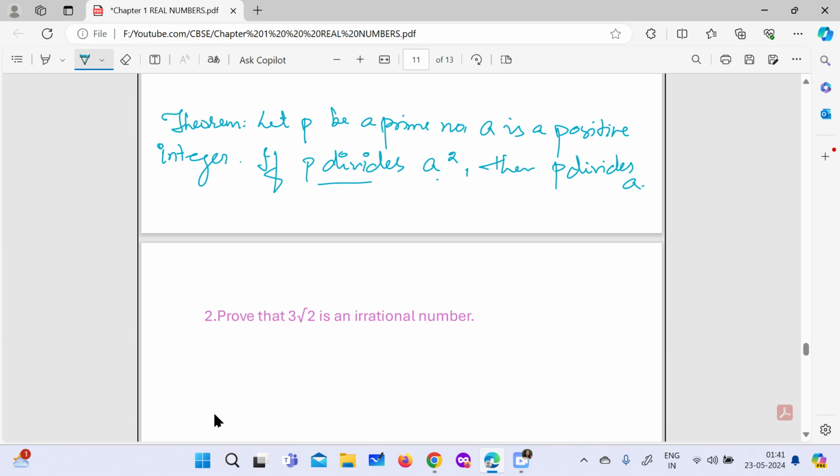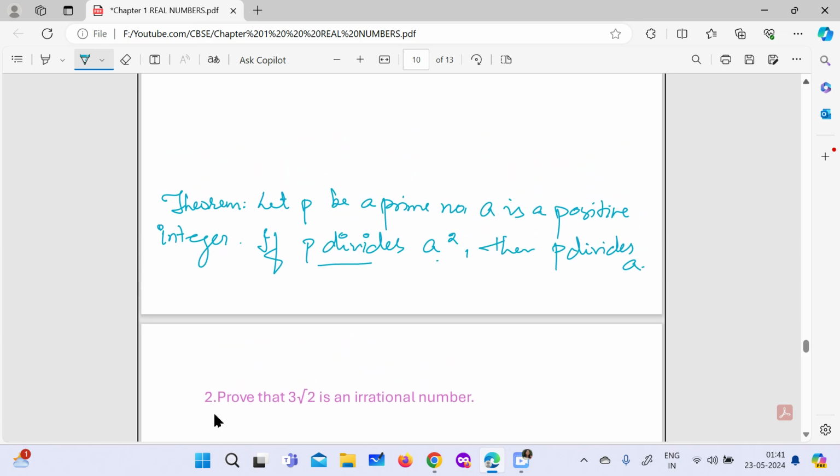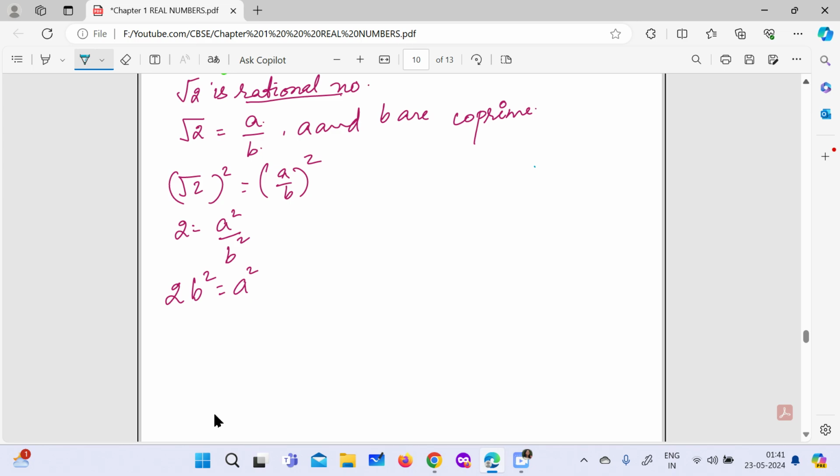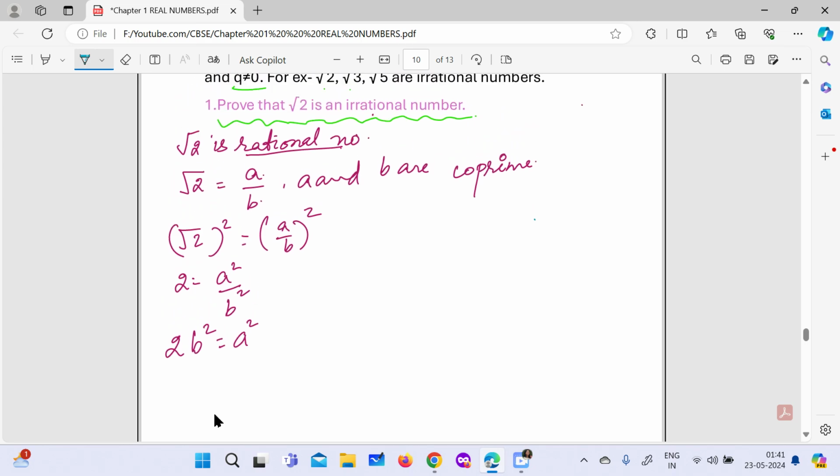So this is the theorem which we are going to use wherever you have to prove some number is an irrational number. Okay. Now you see that we have assumed root 2 as a rational number, and then we wrote root 2 is equal to a over b, and we square both the sides, and when we square both the sides we get 2 here.